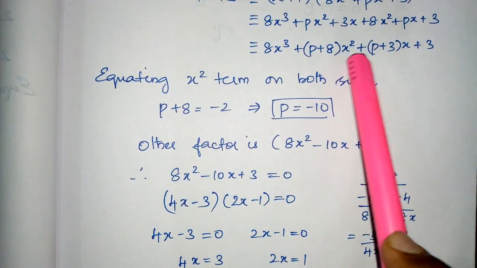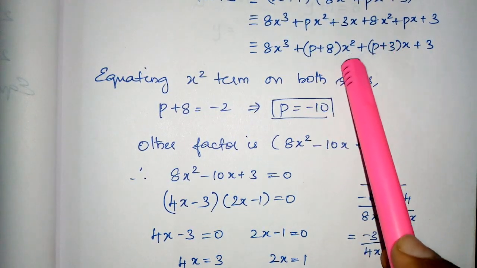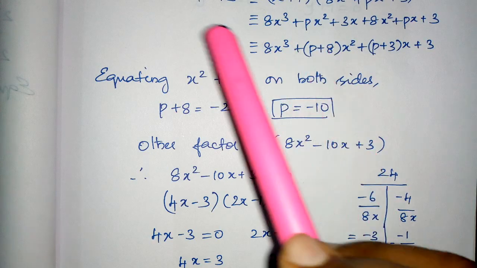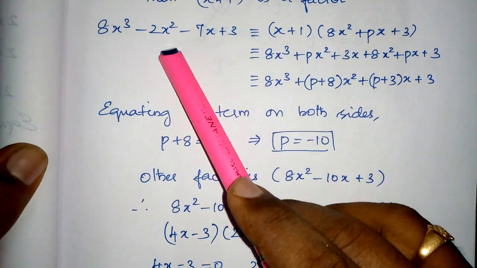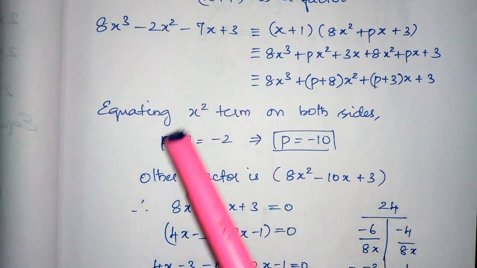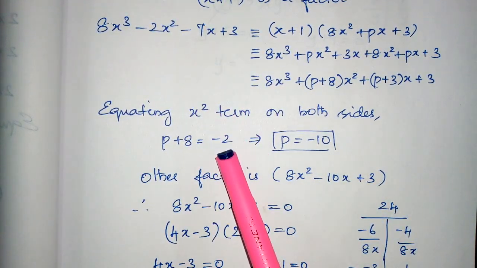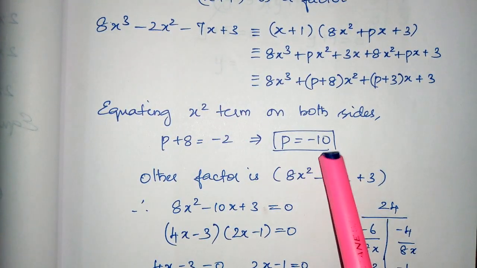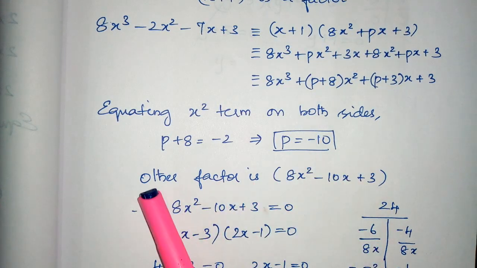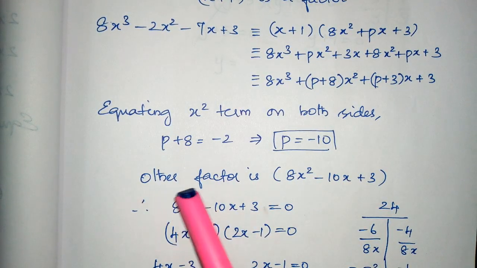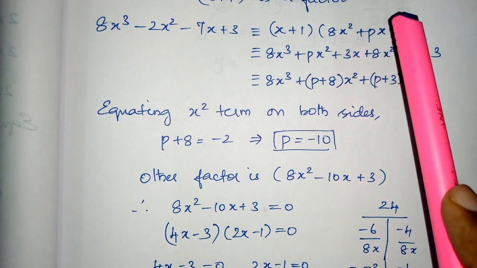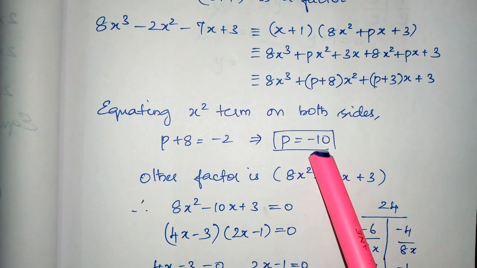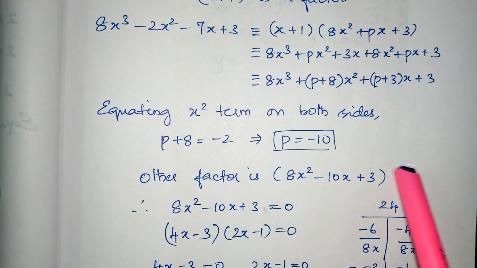So the coefficient of x square is p plus 8, and in the equation the coefficient of x square is minus 2. So p plus 8 is equal to minus 2, and p is equal to minus 10. So we frame the other factor by substituting the p value as minus 10. So 8x square minus 10x plus 3 is the other factor.